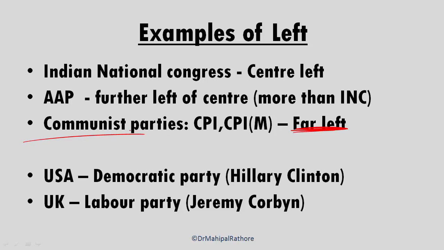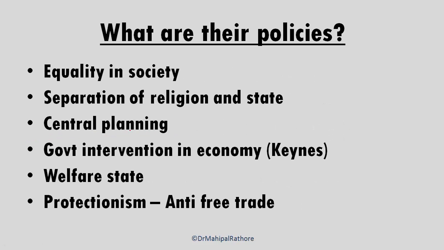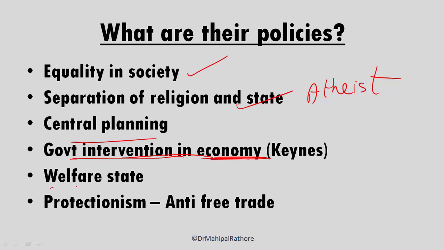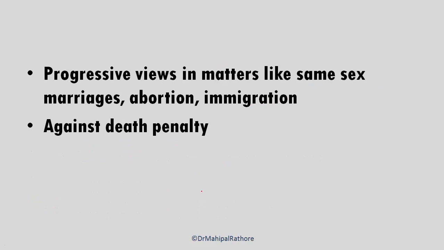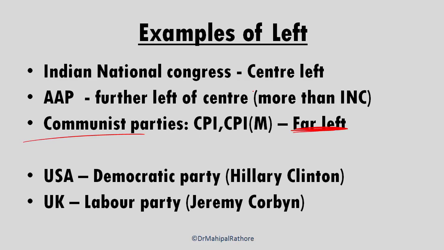See, as far as you move on the spectrum towards the left, these far left parties, that is the communist parties all over the world, they believe in these policies extremely. So they are all for equality, they are all for separation of religion and state. In fact, most of the communist countries were officially atheist for long periods of time. They believe in central planning, they believe in government intervention, total government intervention in economy. Then they believe in welfare state, protectionism. So you see that these ideas become more and more extreme. But as you come towards center, there might be some relaxation in some of these policies for other parties.